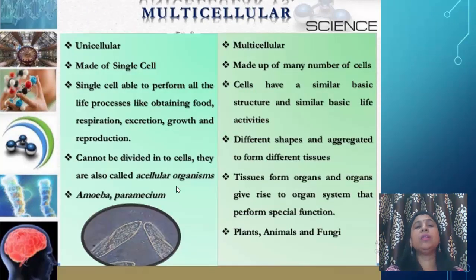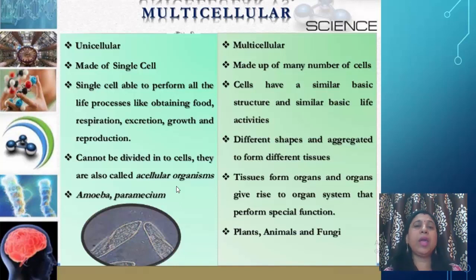Now, unicellular versus multicellular organisms. First of all, we will study about unicellular organisms. They are made of a single cell, and this single cell is able to perform all the life processes like obtaining food, that is nutrition, respiration, excretion, growth and reproduction. They cannot be divided into cells. They are also called acellular organisms. For example, amoeba and paramecium, etc.